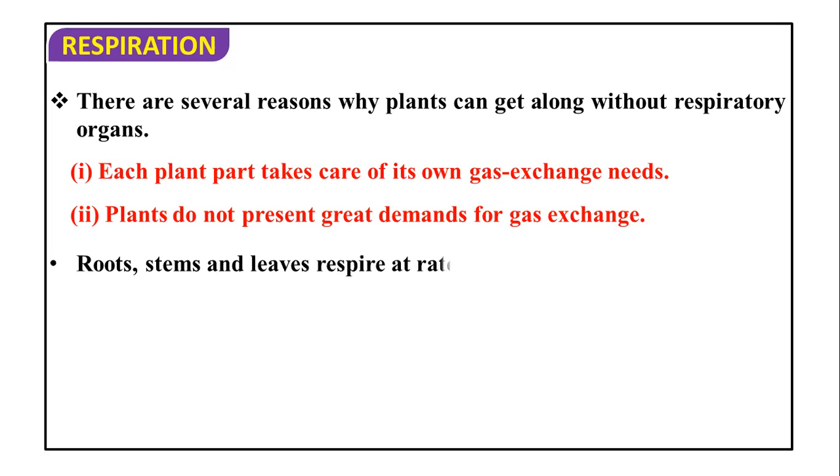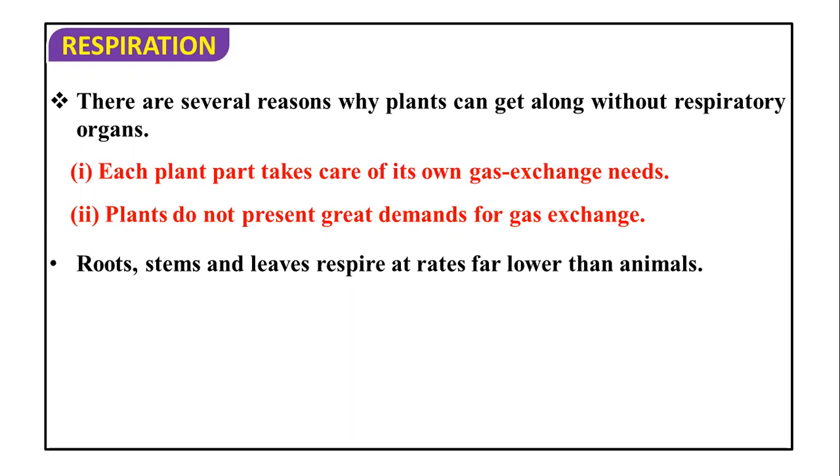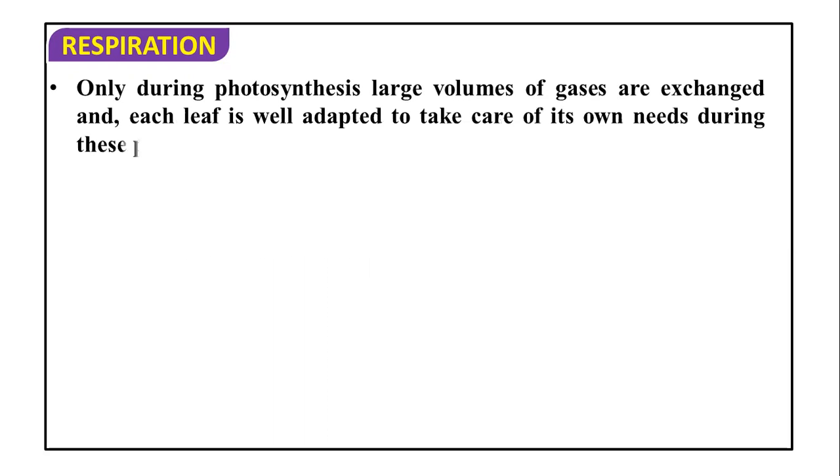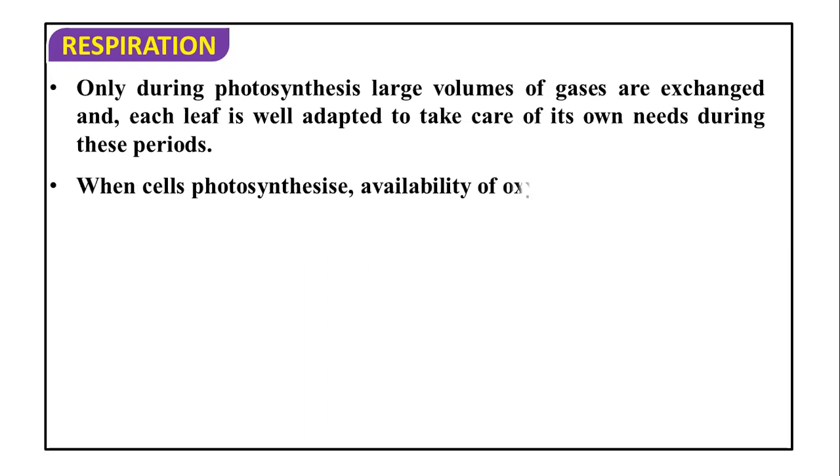Now here, roots are there, stems are there, leaves are there. They respire at a rate far lower than animals. So they respire at a far lower rate than animals, and they take care of their own organs, and in such a way the respiration keeps on going. So only during photosynthesis, a large volume of gases is exchanged, and each leaf is well adapted to take care of its own needs during this period. So leaves take care of their own, and large exchanges occur during this.